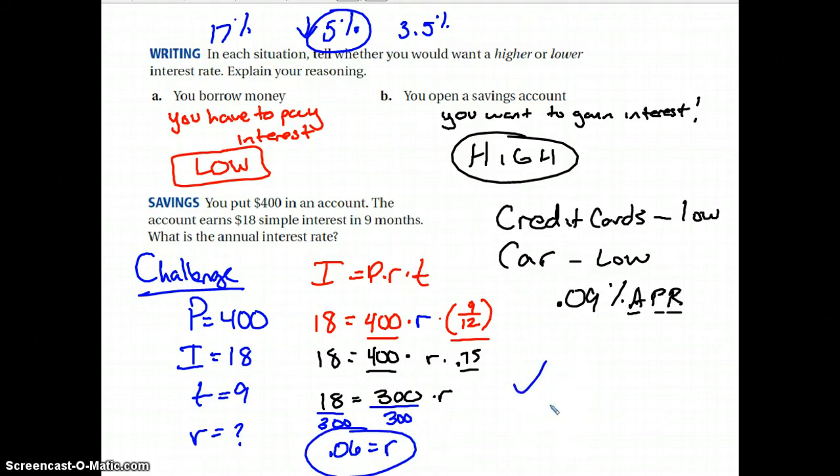And you can actually check it on your calculator. Do 400 times 0.06 times our 0.75 for years, or 3/4. When you do that, you should get your $18.